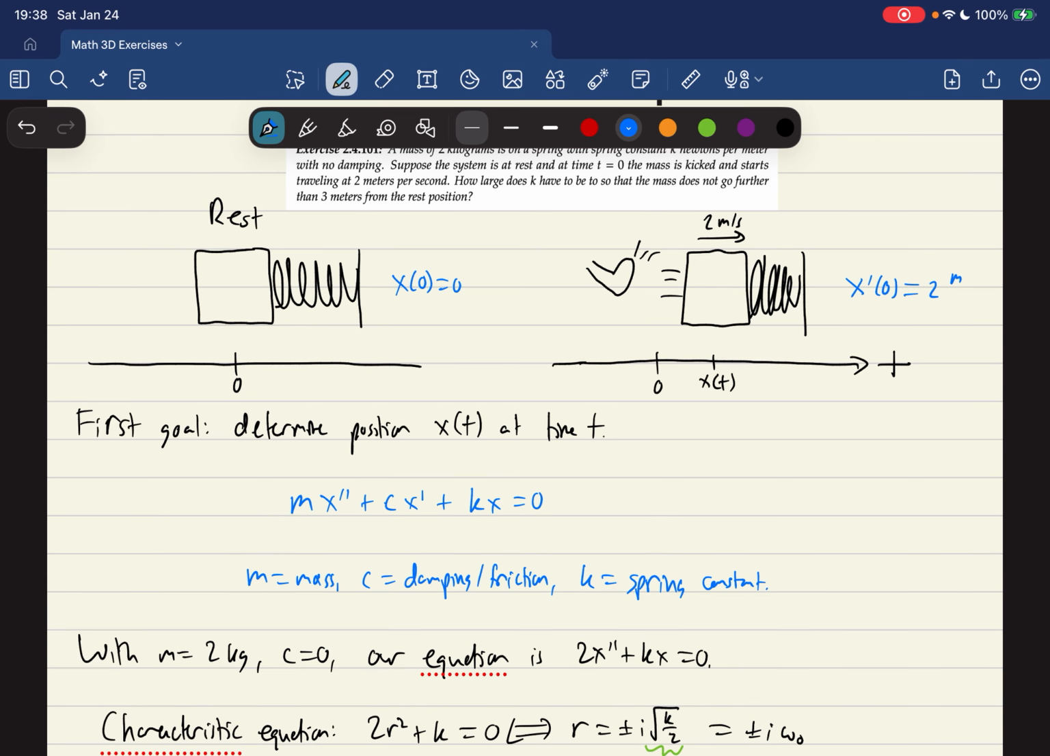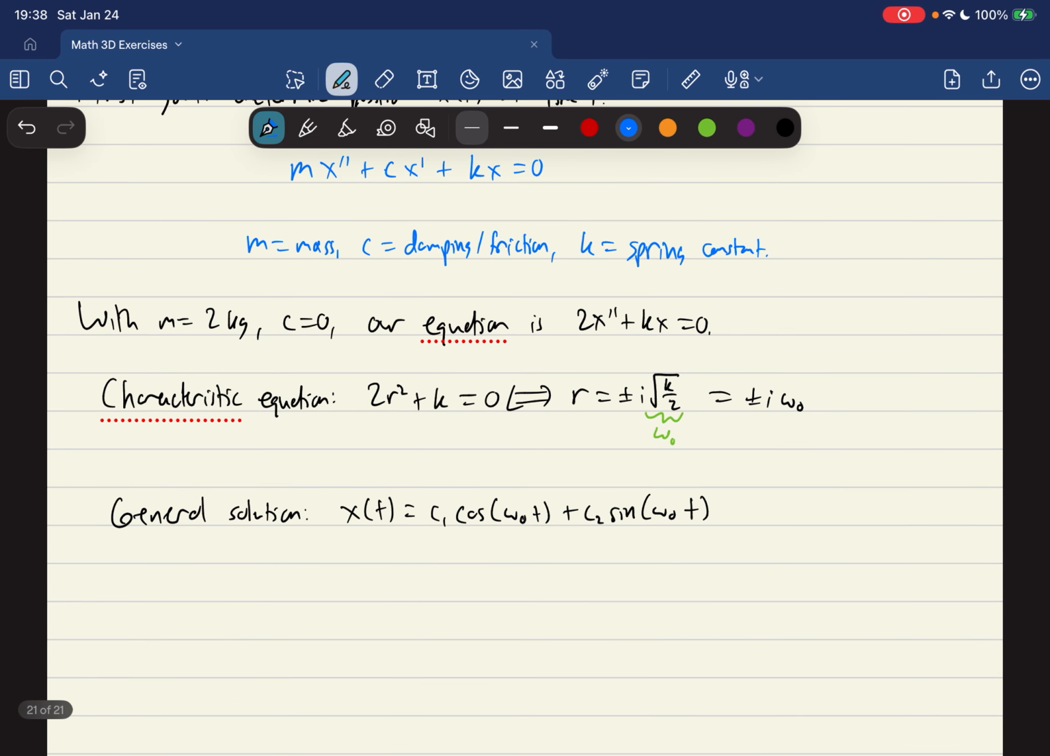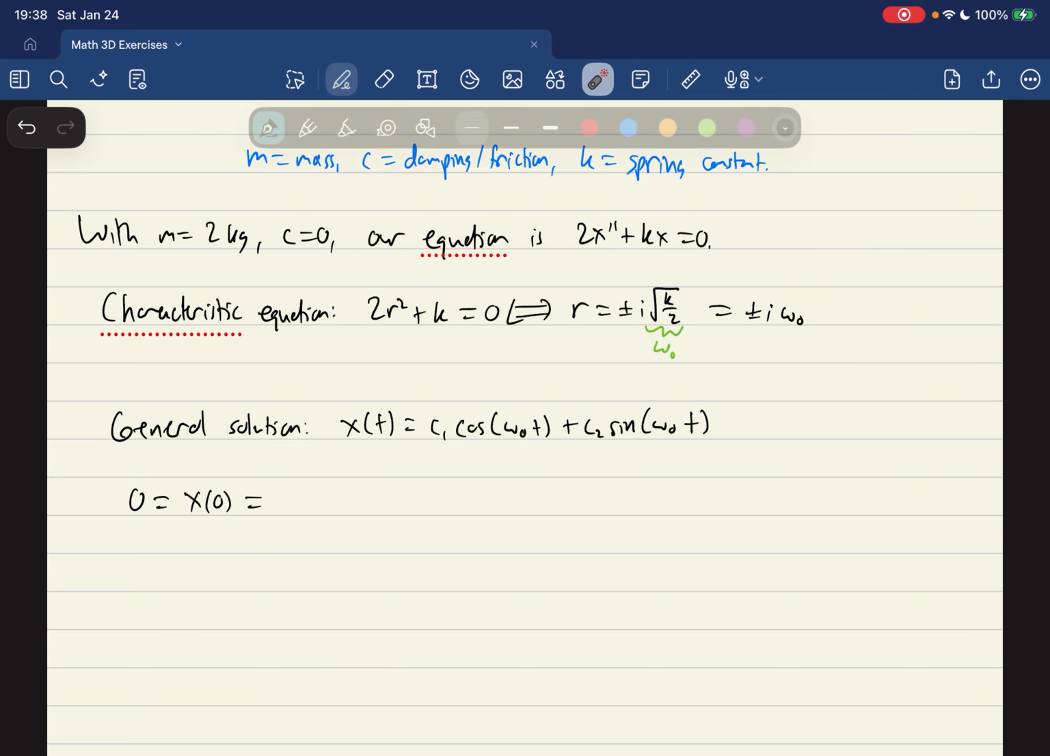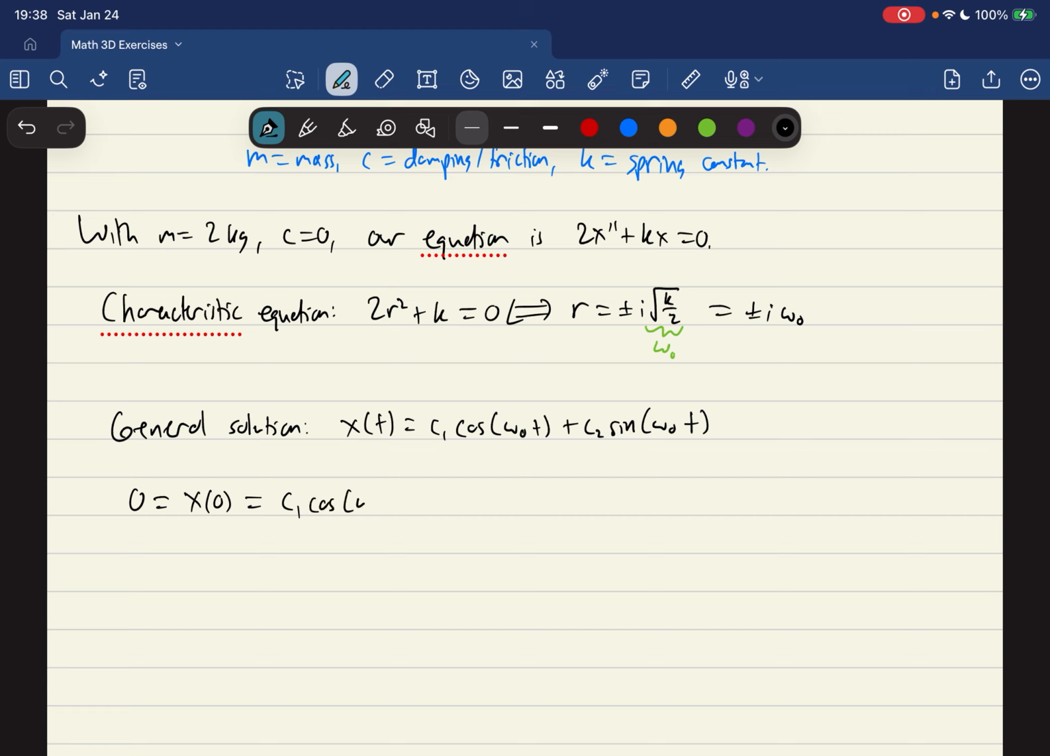And we can add the units if we like. So therefore, plugging in these initial conditions, first if we plug in 0 directly into our function, the sine is going to vanish because sine of 0 is 0. So we get c1 cosine omega naught times 0. But this is just c1 cosine of 0, and this is just c1.